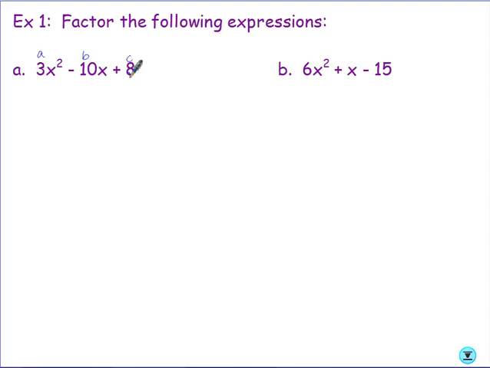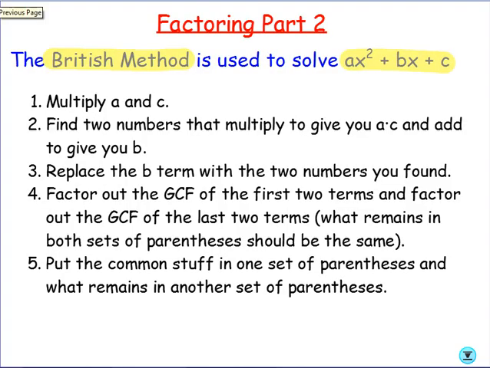Now that number is really important to us, but it's not going to go in the equation. We're going to jot it down over here off to the side. That's step number 1. Pretty easy. Let's look at step number 2. We're trying to find two numbers that multiply, does that sound familiar? Here's the difference. Our multiplying number is A times C, the thing that we just found, and add to give you B.